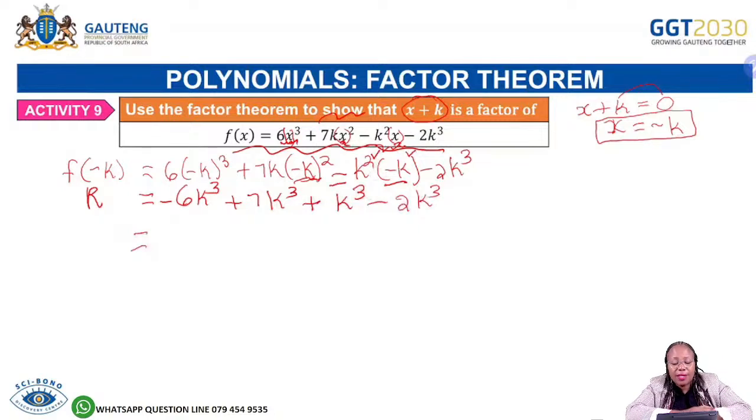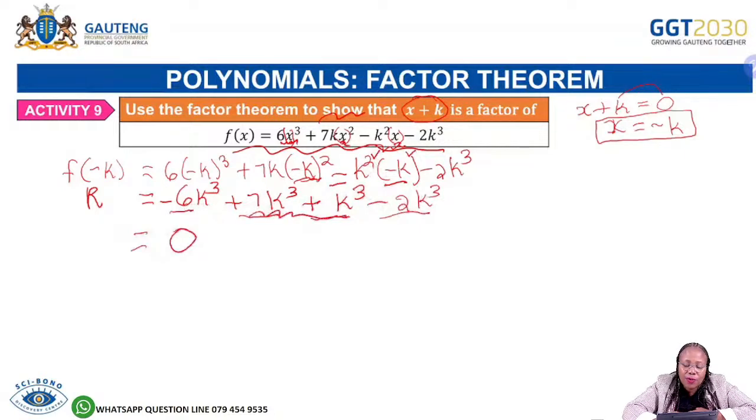And then now let's check. They are all k cubed, which means you are going to add everything, grade 12s. So that is minus 6k cubed plus 7k cubed plus a positive k cubed, plus 2k cubed minus 2k cubed, which is 0. Or you can say 7 plus 1 is 8, minus 6 minus 2 is also minus 8. So minus 8 plus 8 will give you a 0. So the remainder is 0 here.